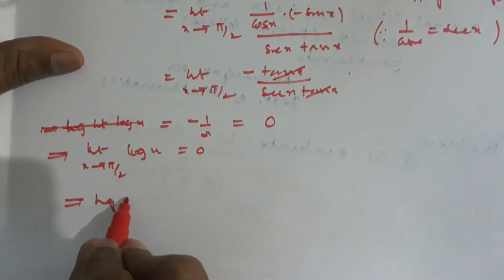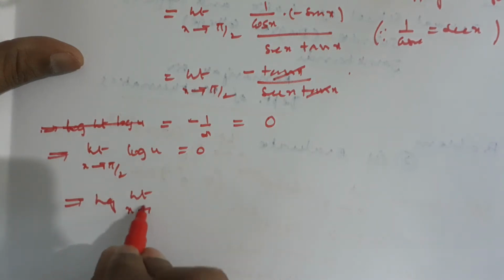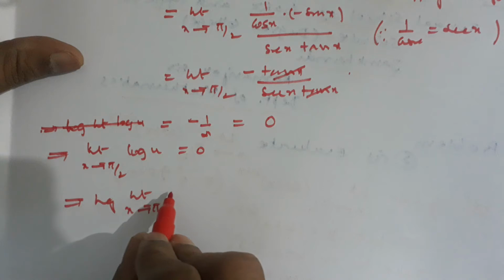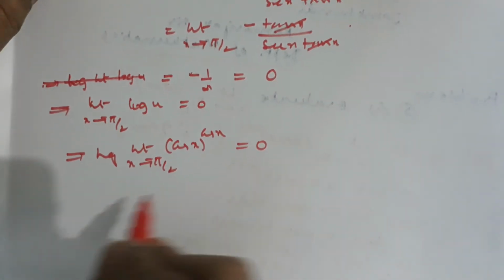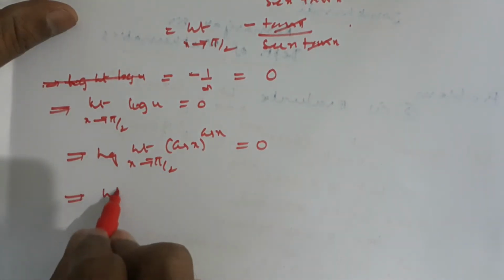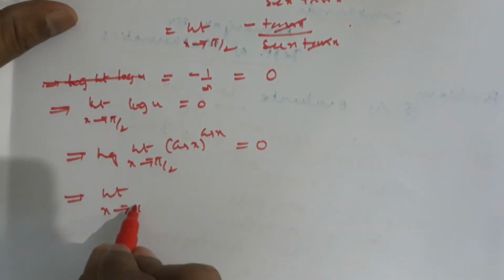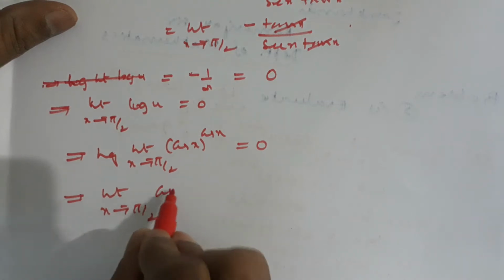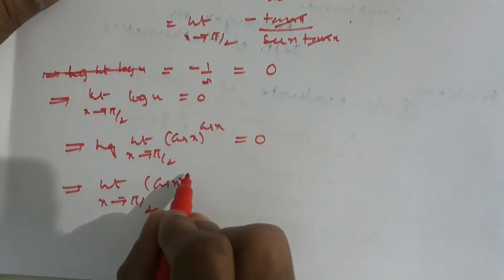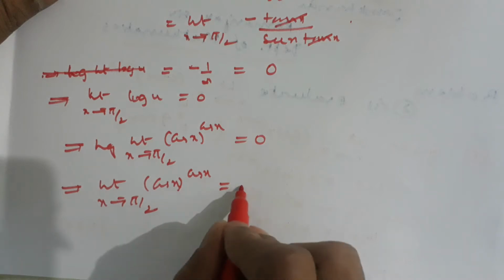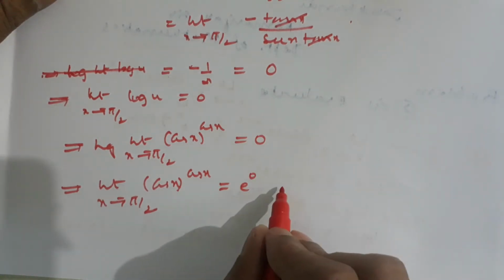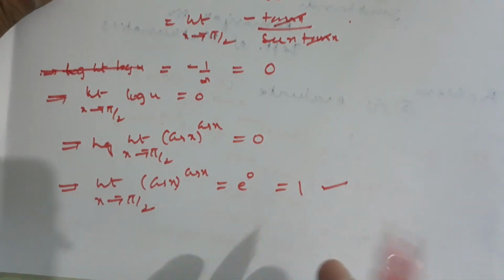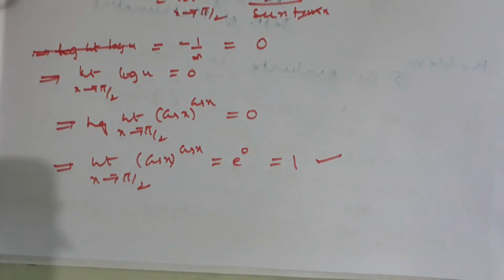So that log take outside, limit x tends to pi by 2, and u function is cos x to the power of cos x is equal to 0. This implies limit x tends to pi by 2 cos x to the power of cos x is equal to e power 0 is equal to 1. So the limit value is 1.